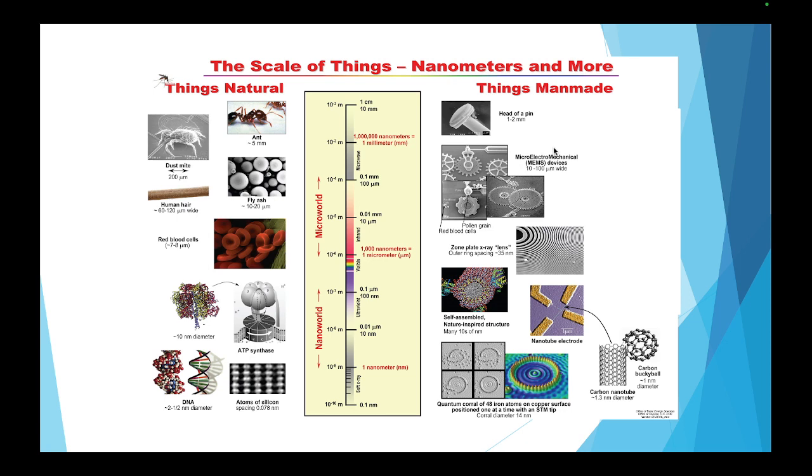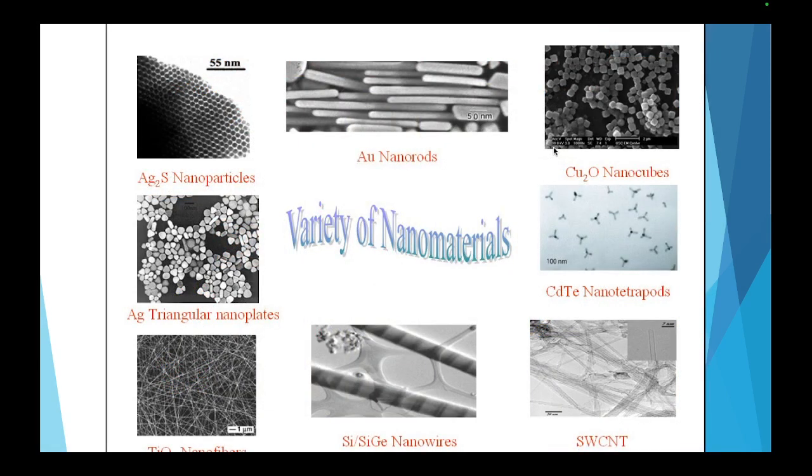Now let us move further. In this slide you can see the various types of nanomaterials. These are gold nanorods, and then copper oxide nanoclusters, carbon, CdTe, that is cadmium telluride, nano tetrapods, single walled CNTs, SWCNT, and many others. So we can see that there exists a variety of shapes of nanomaterials.